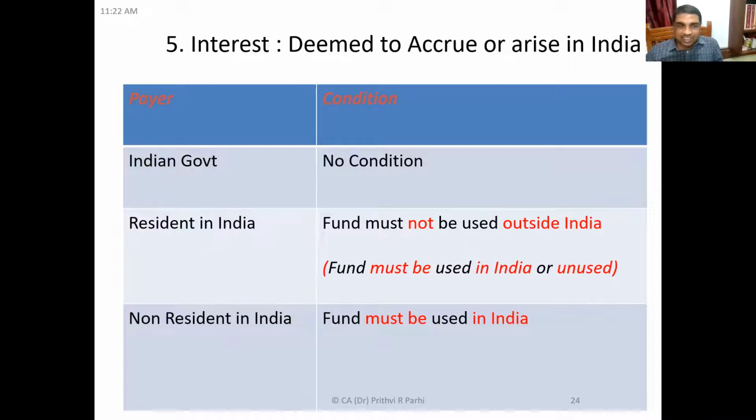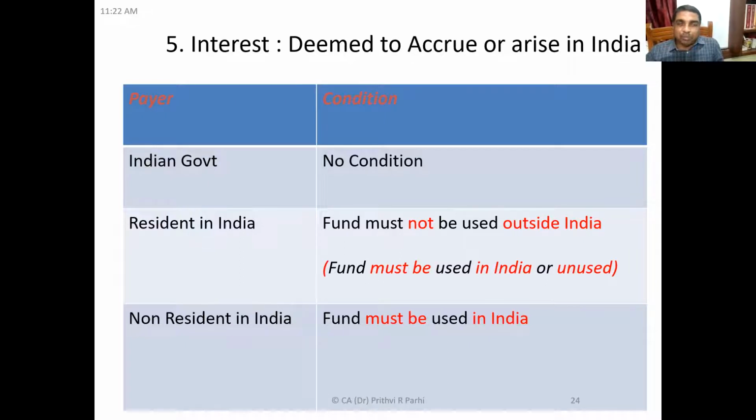Yes, sir. The third situation is a non-resident in India. That means the payer is a non-resident, assume a foreigner is paying. If a non-resident is paying, then you have to see that funds must be used in India. A foreigner is paying, but funds are used in India. If funds are used in India, then it is deemed to accrue or arise in India. But if it is not used in India, then it is not deemed to accrue or arise in India. Did you understand the complexities of interest?